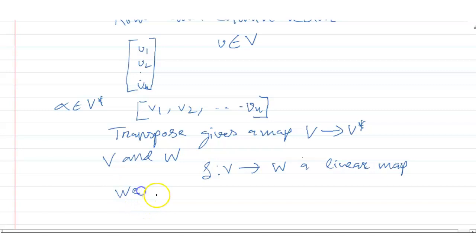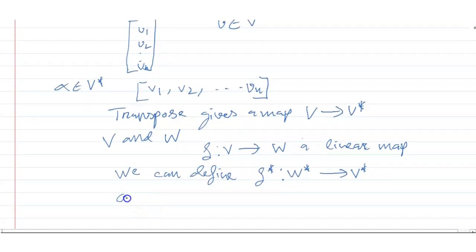Now, how are we going to define this, given a linear map? We can define F star from W star to V star, and given alpha belonging to W star, (F star alpha, v) equals alpha(F v).